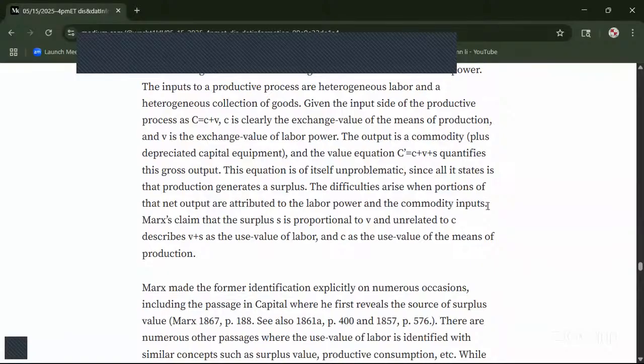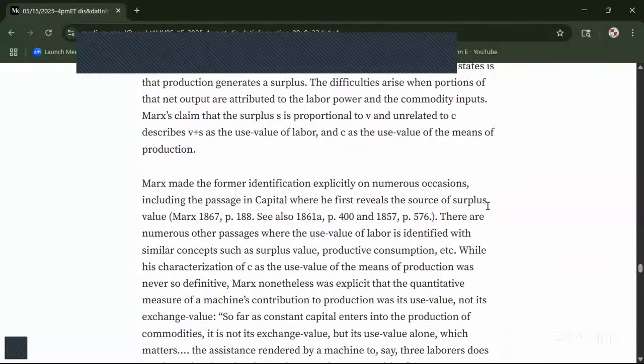Now, Marx made the former identification explicitly on numerous occasions, including the passage in Capital where he first reveals the source of surplus value. This is in the 1867 text, and also hinted at in 1857. There are numerous other passages where the use value of labor is identified with similar concepts such as surplus value, productive consumption, etc. Now, while his characterization of lowercase c as the use value of the means of production was never so definitive, Marx nonetheless was explicit that the quantitative measure of a machine's contribution to production was its use value, not its exchange value.